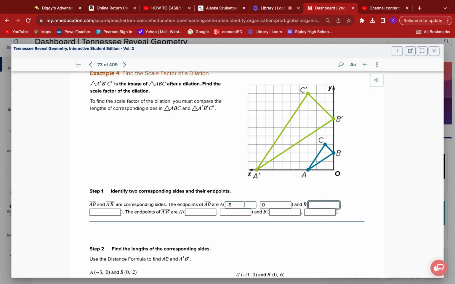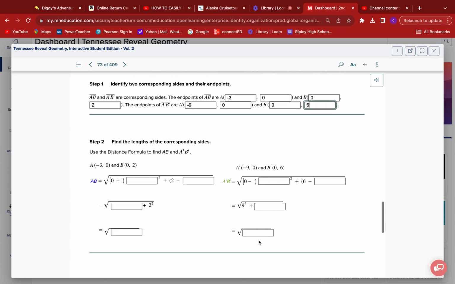0, because you're not going up or down any amount of movement. Oh, shoot. They wanted regular A. My apologies. My bad. Left 3. All right, B, over 0 up 2. And here they want the prime, so it's going to be negative 9, 0. And then B prime is over 0 up 1, 2, 3, 4, 5, 6, so 0, 6.